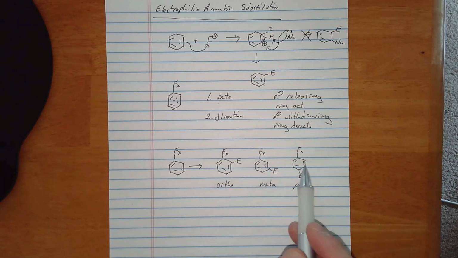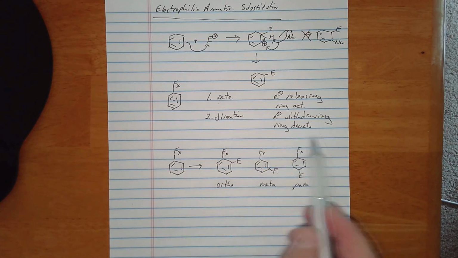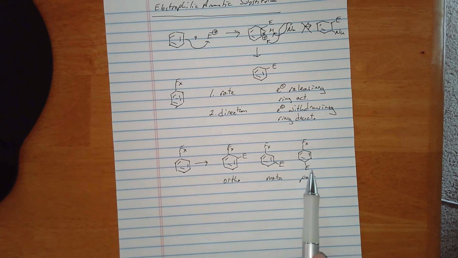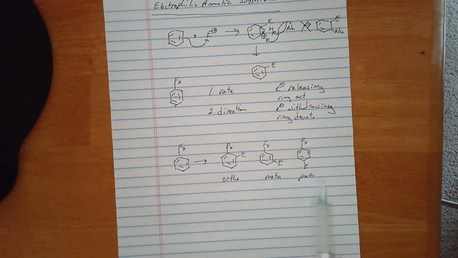So there are three possible products, and then the question becomes, okay, if I have a functional group on the aromatic ring, what is the distribution of these products going to be? There are basically two extremes to this. You can either have a 1-to-1-to-1 ratio of all three, or you can have 100% of one and 0 of the other two, or you're going to be somewhere in between those two extremes.